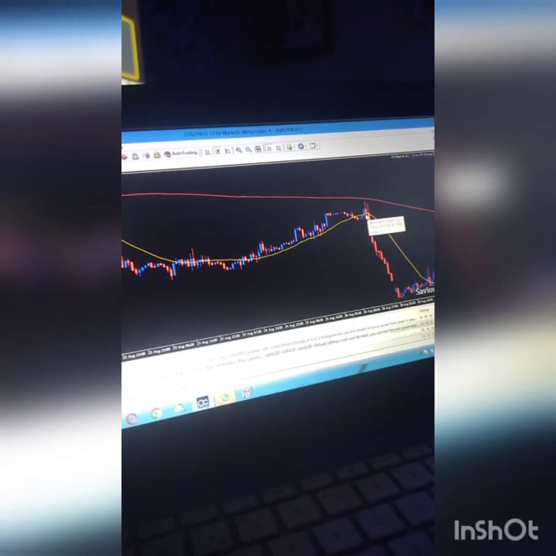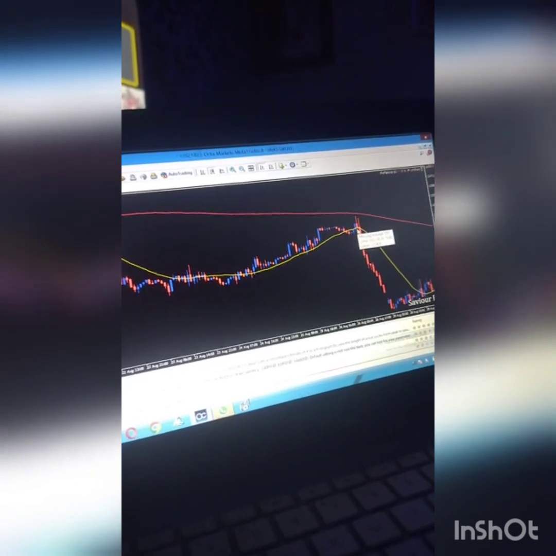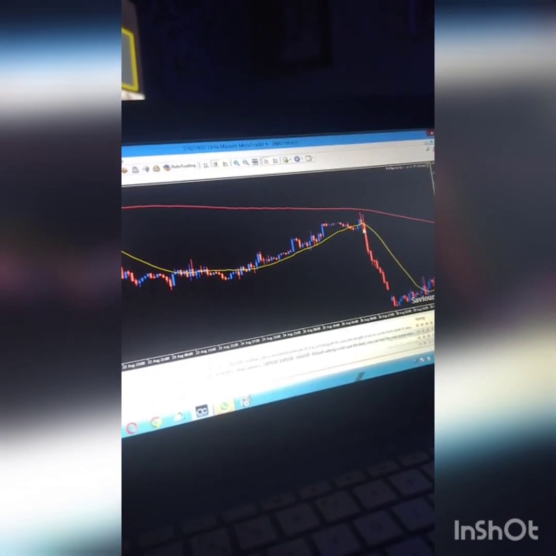Immediately red takes out, it can be the next red, it can be the one before the next. Immediately red takes out the previous blue or green, I don't know the color of your candlestick, you are supposed to enter to sell. And what happened here?